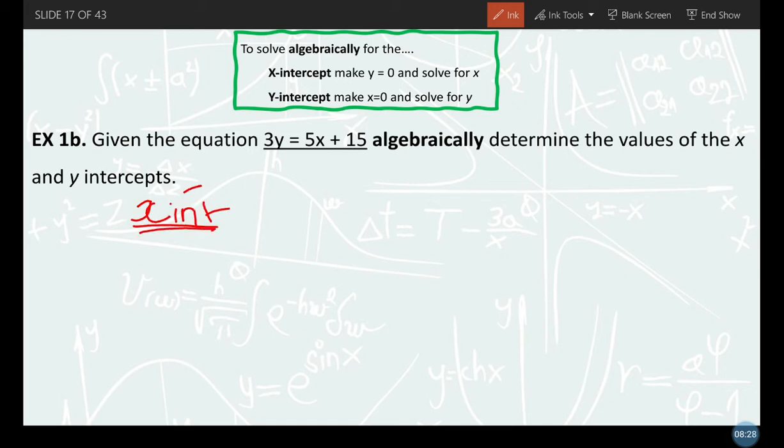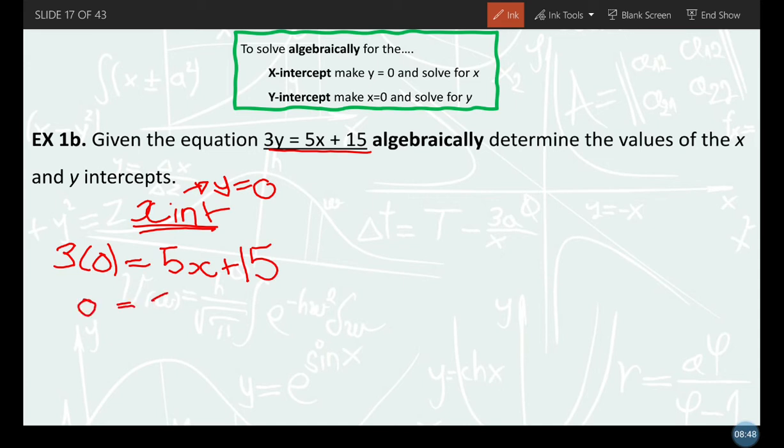So to solve for the x-intercept, we're going to make y equal to 0. So wherever there's a y in this equation is now going to be a 0. So 3 times 0 equals 5x plus 15. Well, what's 3 times 0? That's 0 equals 5x plus 15. And so now I need to solve to get x by itself here. And to do that, I want to get rid of subtraction and addition first. So I'd subtract 15.